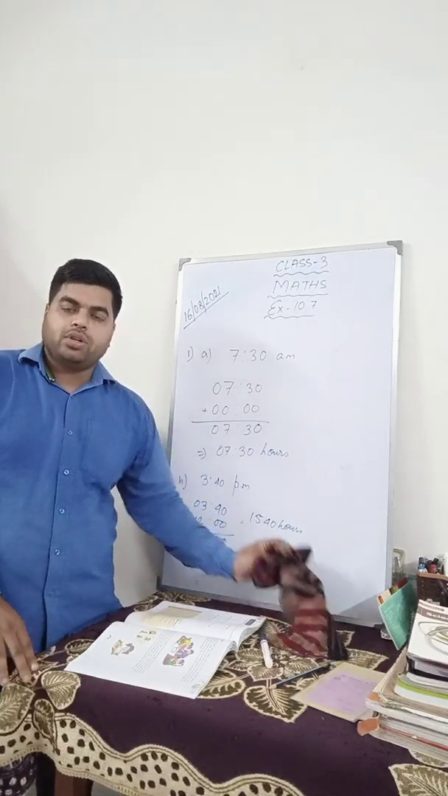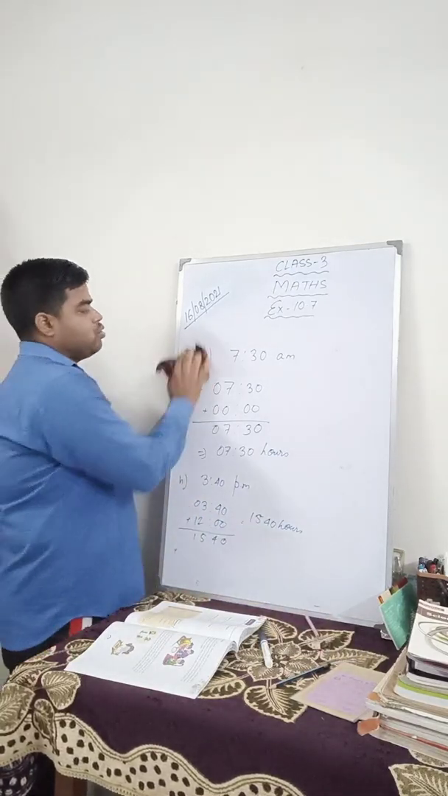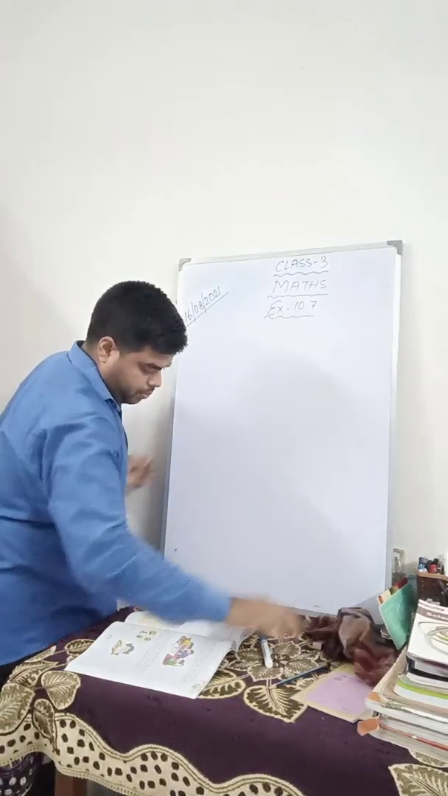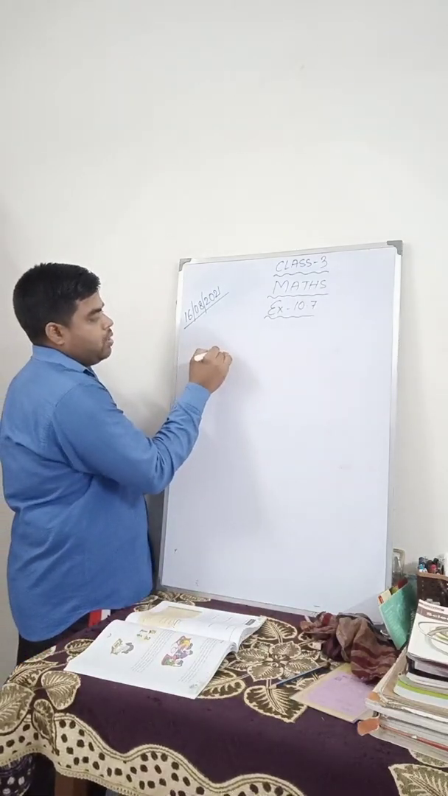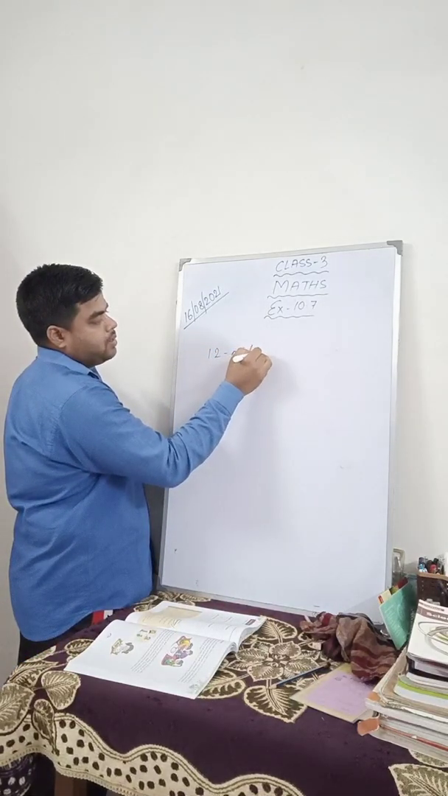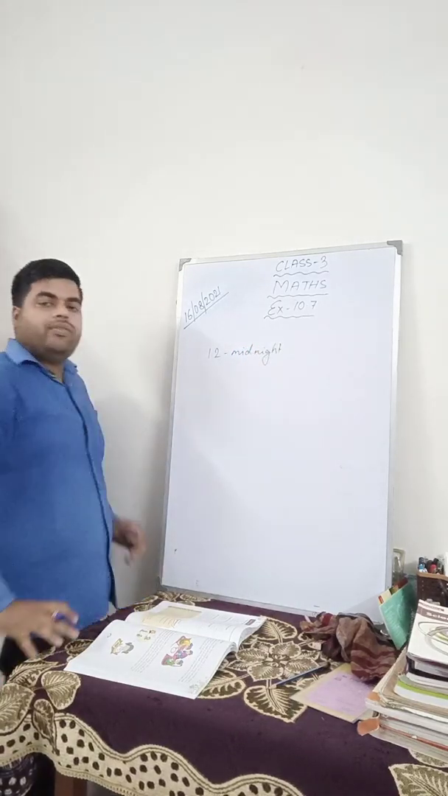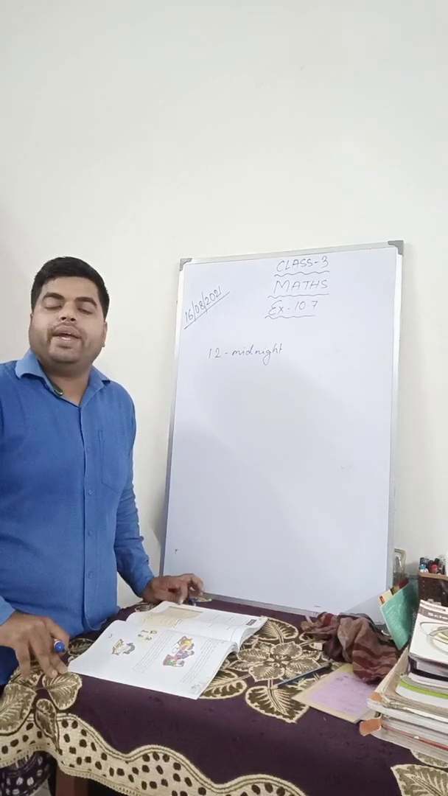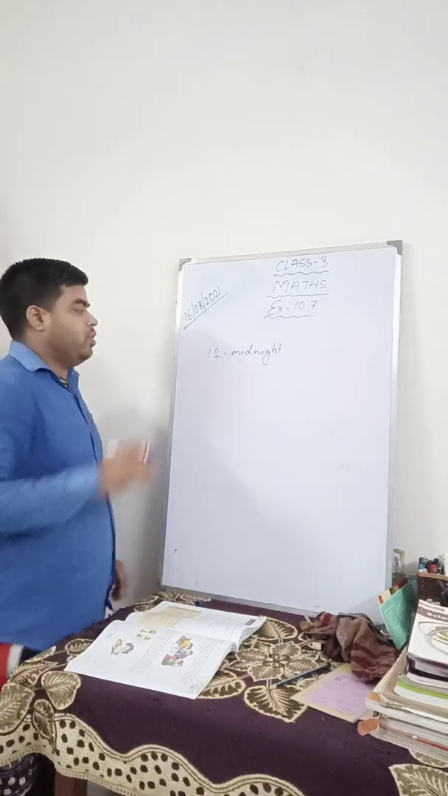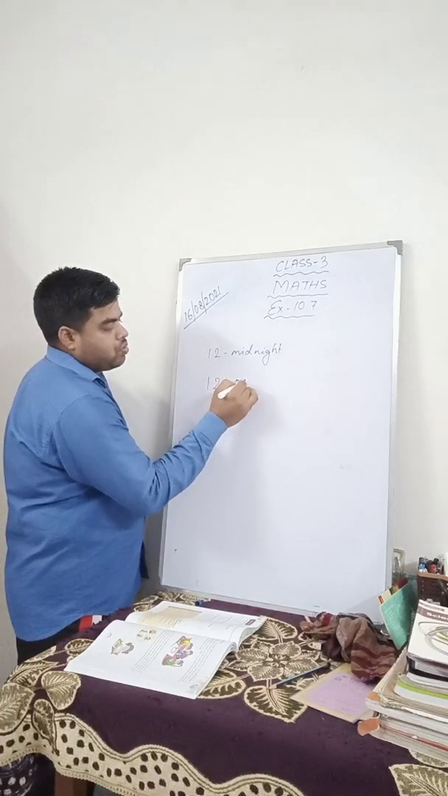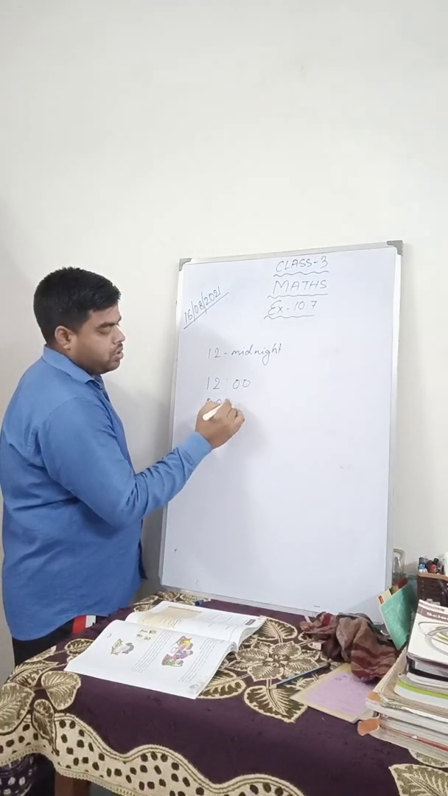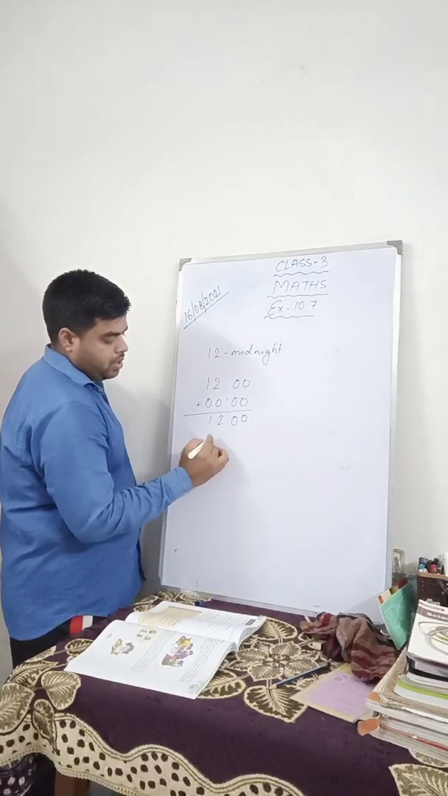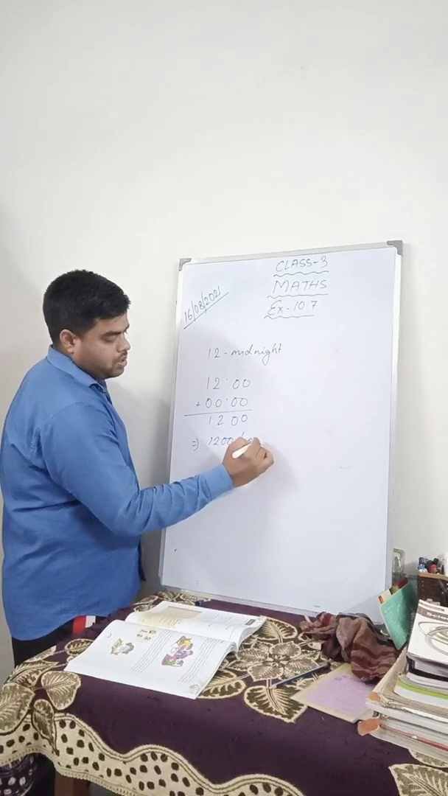So there are a few exceptions also, as I have told you in the introduction class. I will show you those two exceptions. Now 12 midnight. No matter if it is midnight, it is AM, it is PM, you will still add only 0000 when you convert from 12 hours to 24 hours. So 12, you will add 0000, so you write here 1200 hours.